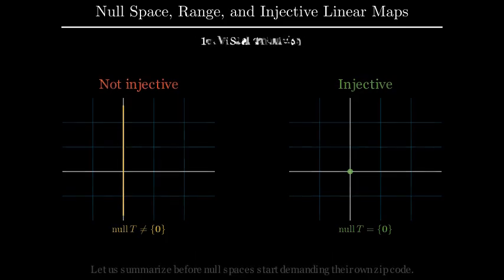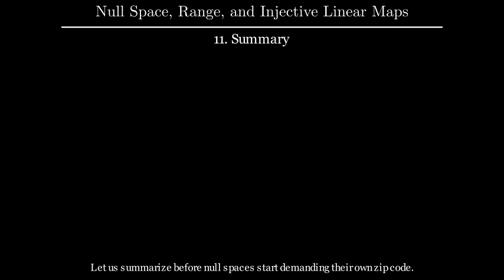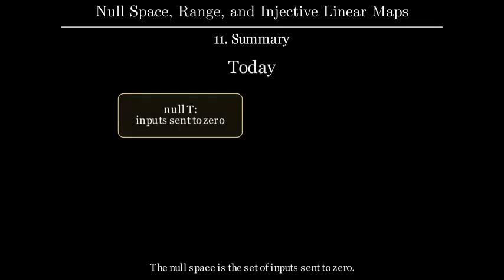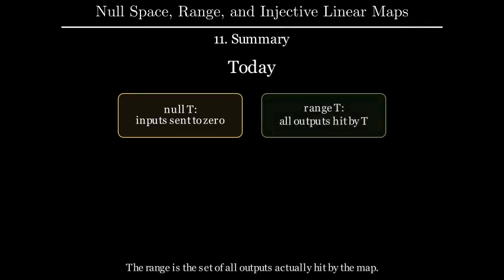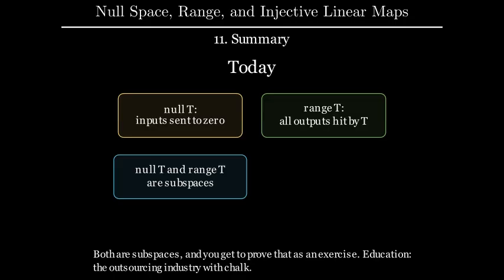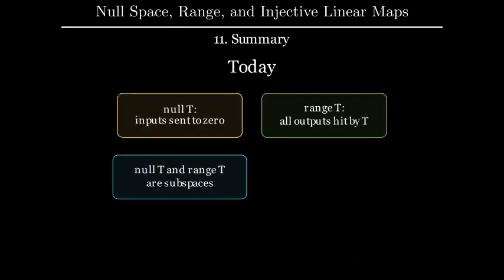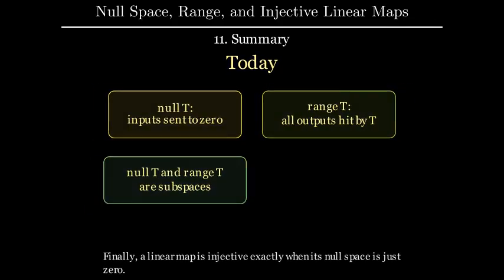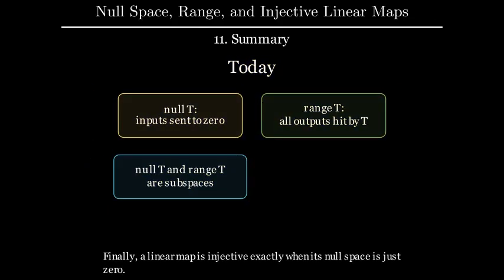Let us summarize before null spaces start demanding their own zip code. The null space is the set of inputs sent to zero. The range is the set of all outputs actually hit by the map. Both are subspaces. And you get to prove that as an exercise. Education. The outsourcing industry with chalk. Finally, a linear map is injective exactly when its null space is just zero.